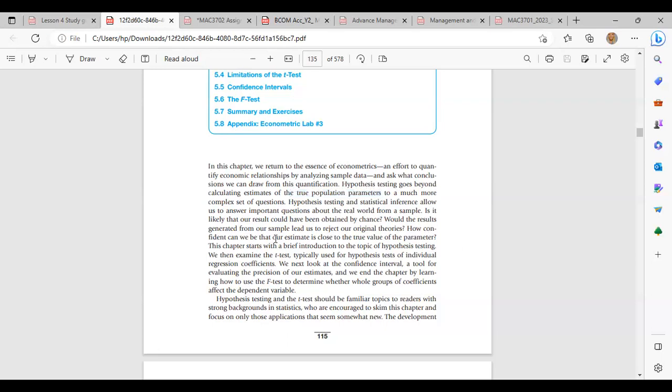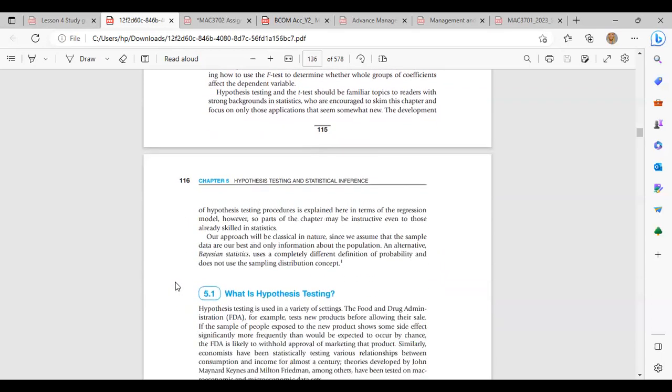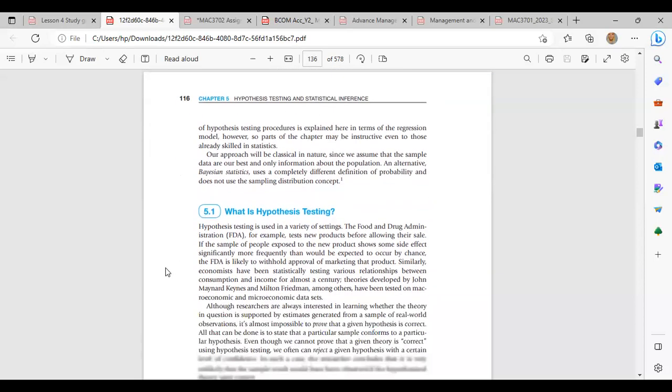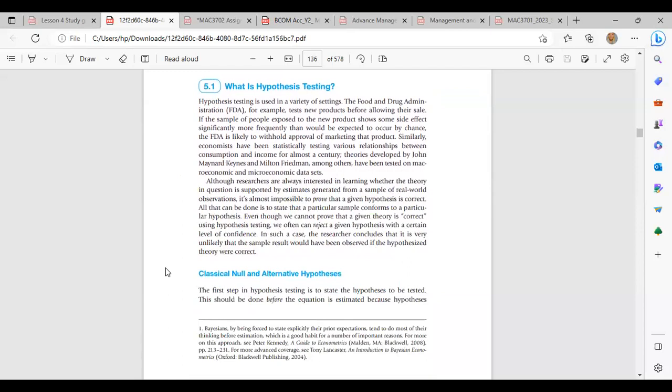How confident can we be that our estimate is close to the true value of the parameter? You see, how confident are we? Hence, we talk about confidence intervals, right? There's a theory on that, by the way, but we don't deal with those theories much. So hypothesis testing and the t-test should be familiar topics to readers with a strong background in statistics who are encouraged to skim this chapter and focus only on the applications. Right? So we are basically going to be doing applications anyway. But in any case, let's just jump into hypothesis testing there.